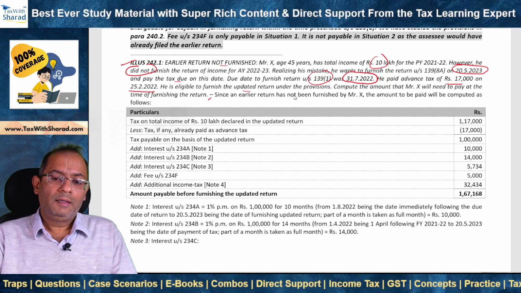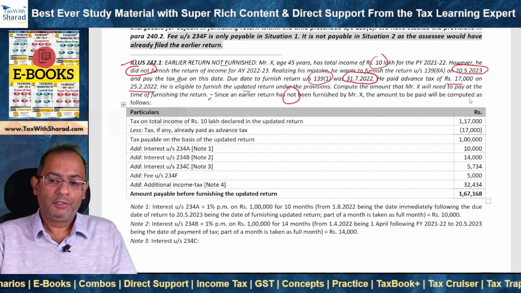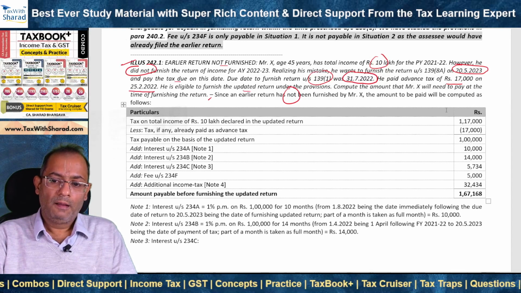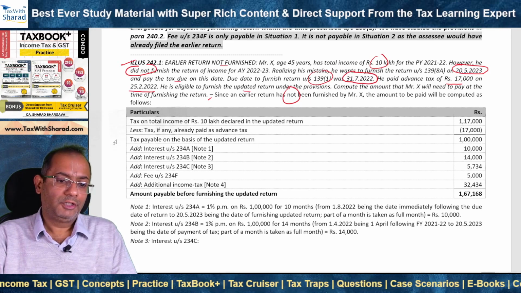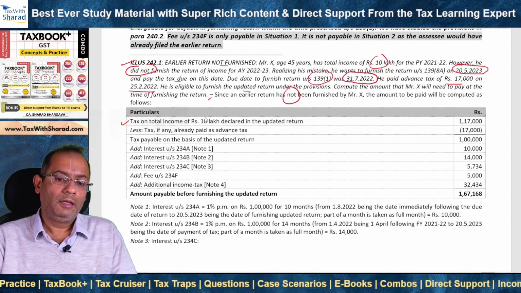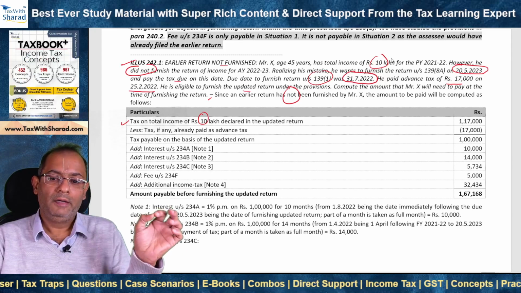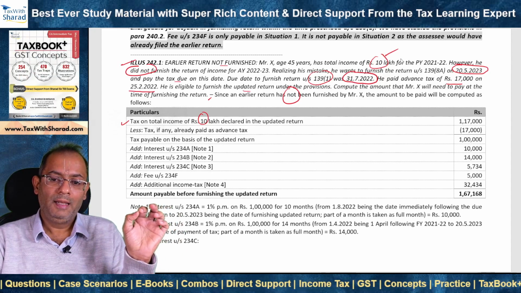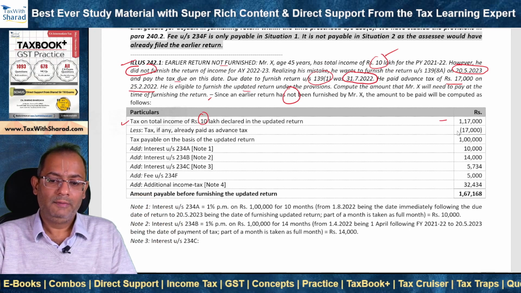Since an earlier return has not been furnished by Mr. X, the amount to be paid will be computed as follows. How will the amount be computed? Based on our discussion, first we will determine the tax on total income of rupees 10 lakh declared in the updated return. So the updated return is the first return and rupees 10 lakh is being declared as the total income, and tax thereon will be rupees 1,17,000.